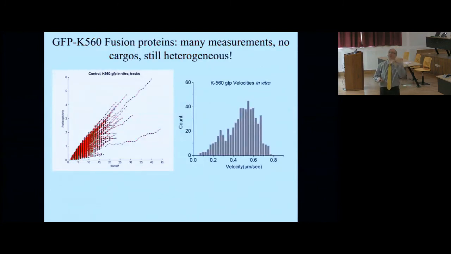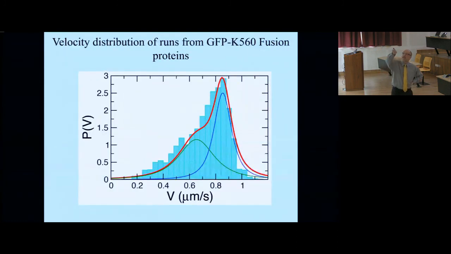And we can get lots of data because it's data in parallel, so you see a bunch of these slow guys, as well as a well-defined peak at around 600 nanometers per second or so. Okay, and in this particular case, that distribution can be fit by the sum of two Gaussians with velocities centered at like 800 or 900 and 600 or something.